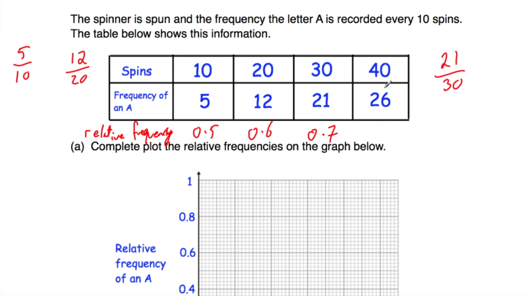And finally, after 40 spins, the relative frequency of an A would be 26 out of 40. And then again, you could cancel that down to be 13/20, which is 0.65, or you could just type it into the calculator and change it to a decimal to be 0.65. Do remember the numerator divided by the denominator. So if you do 26 divided by 40, you get 0.65. So that's fantastic. We've now got the relative frequencies.